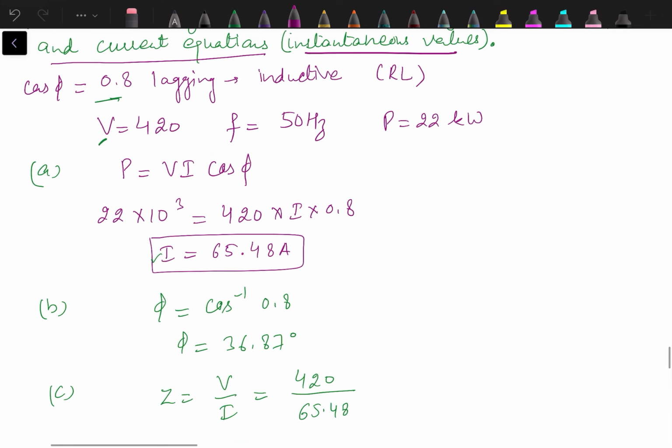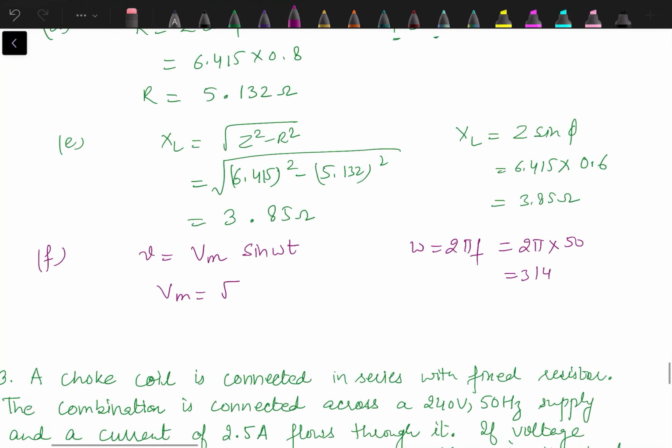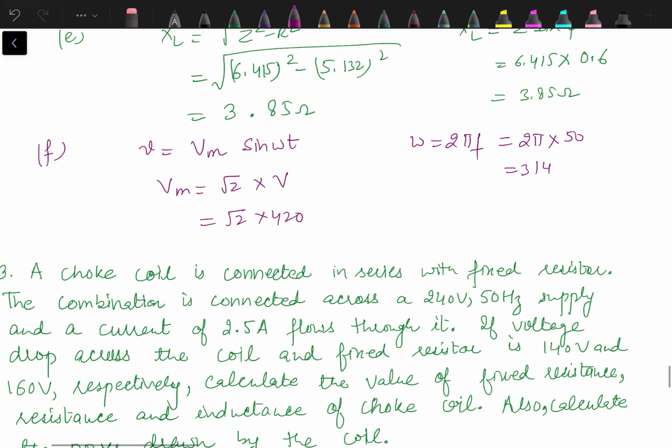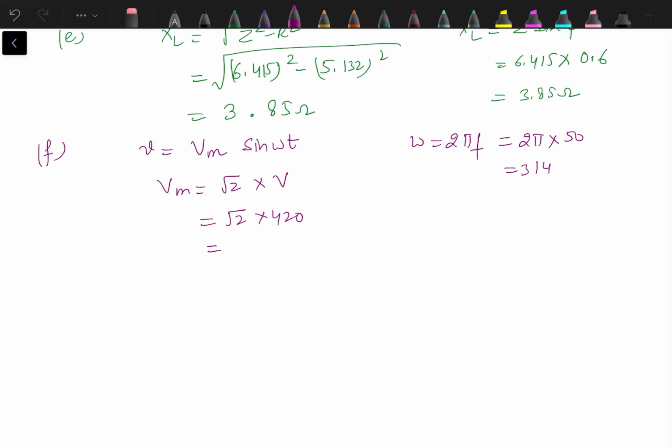We have the RMS value of voltage as 420. So V max will be equal to root 2 into Vrms, so root 2 into 420. That will give us the value of Vm as 593.97 volts. So the instantaneous value of voltage is 593.97 sine 314 t. Similarly, current is I max sine omega t.